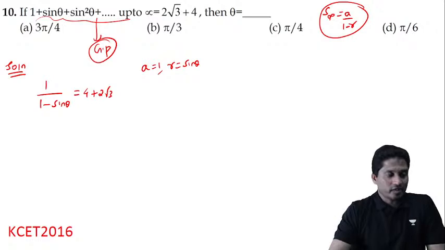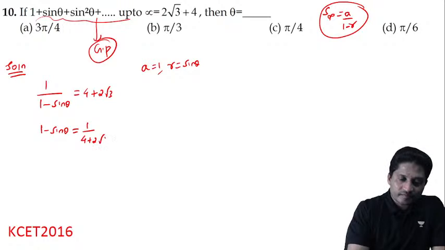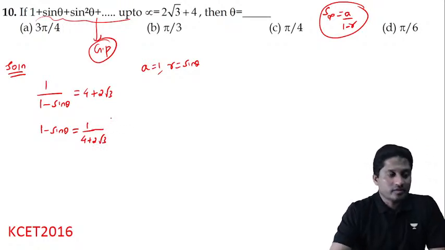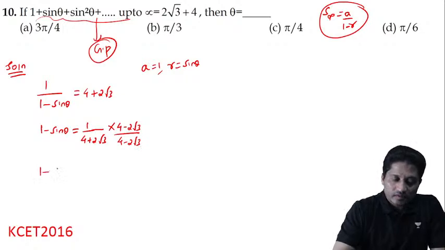Okay, now I'm supposed to find the value of theta. If I take the reciprocal, 1 minus sine theta is equal to 1 divided by 4 plus 2 root 3. Alright, this is not going to help you out. I will write 4 minus 2 root 3 by 4 minus 2 root 3. 1 minus sine theta is equal to 4 minus 2 root 3 divided by 16 minus, a plus b into a minus b is a square minus b square, right? It can be written as 4 square minus 2 root 3 the whole square.